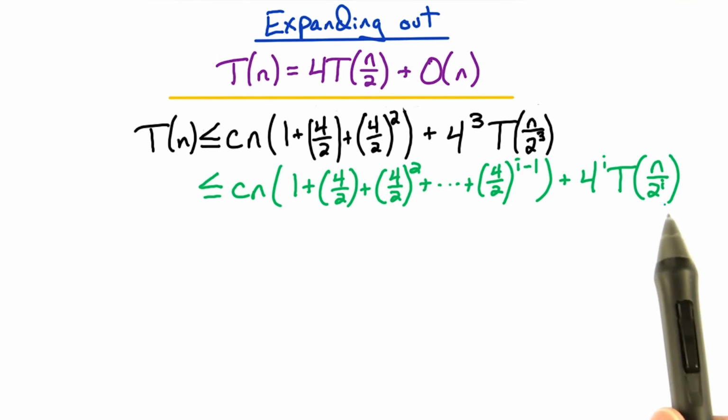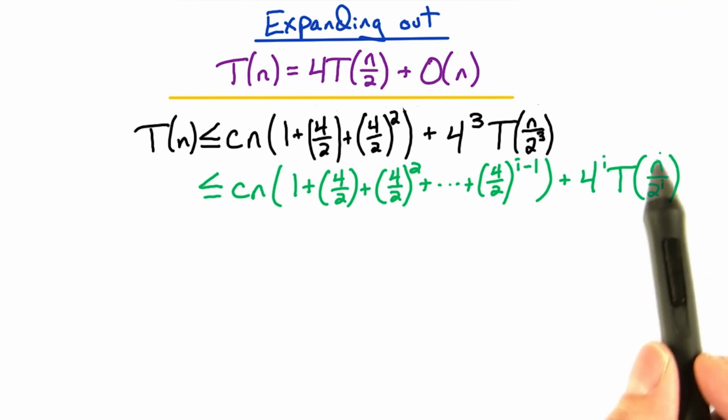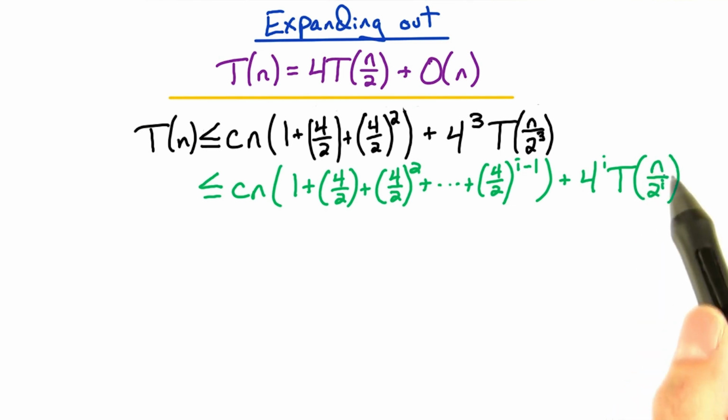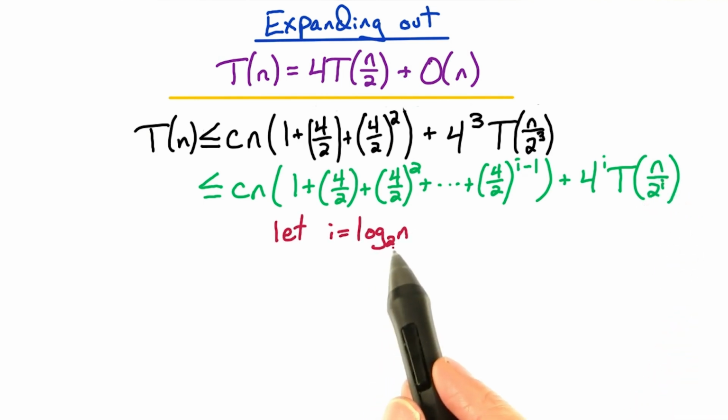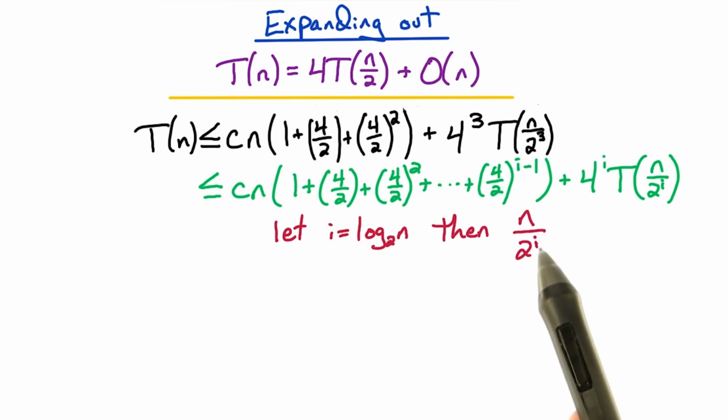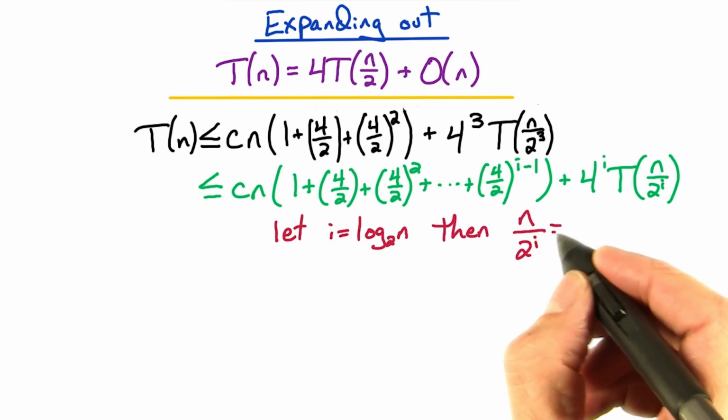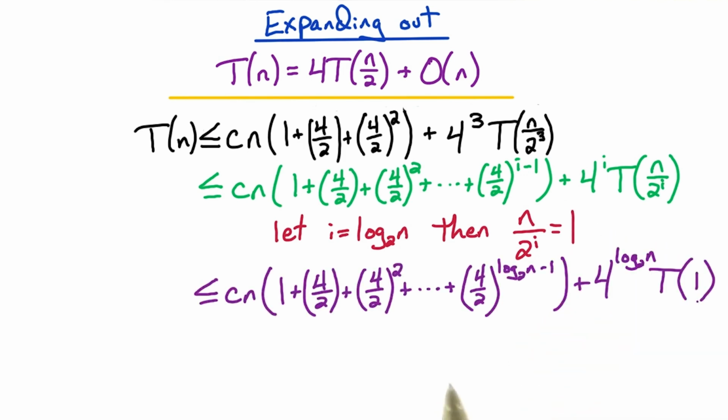Well, we stop when we get to the base case, which is when this quantity is 1. And whether we stop at 1 or 100, it doesn't matter. So let i equal log base 2 of n. Then 2 to the i is n, so n over n is 1. So this quantity is 1. So substituting in i equals log base 2 of n, we get the following expression.